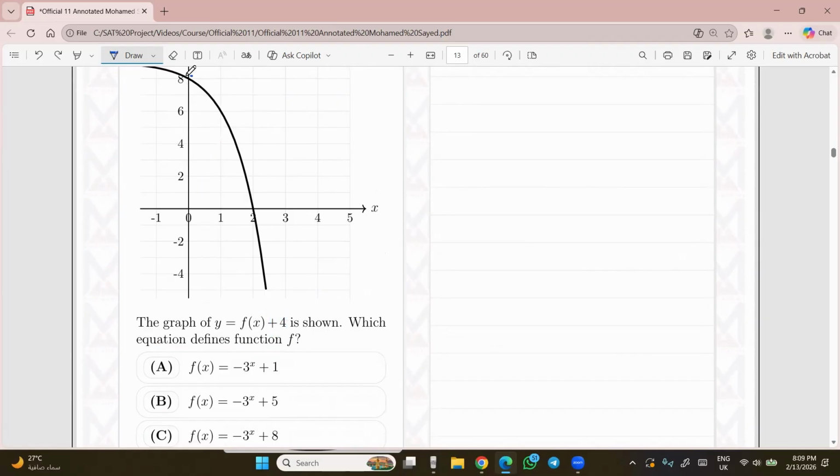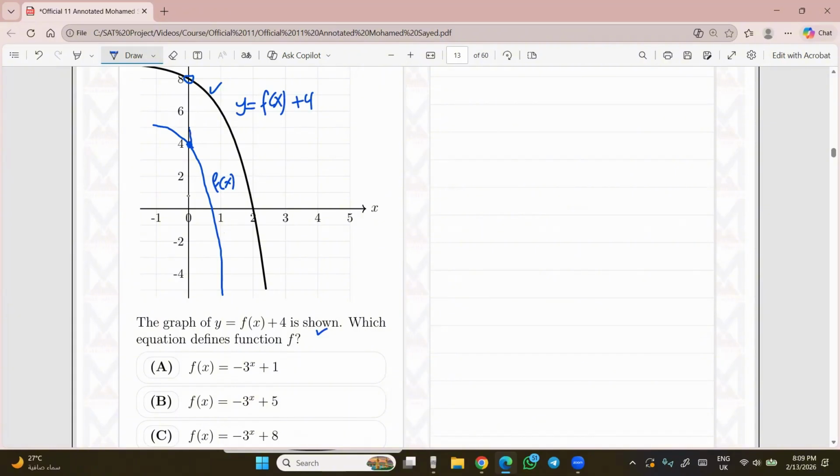So just imagine that this point is 0 and 8. It was 0 and 4 because we moved 4 steps up to get this graph as shown. So instead of 0 and 8, we use 0 and 4, because our original graph should be something like this. Sorry for my handwriting, it's not that good. So here is our original graph, which is f of x. This is y equals f of x plus 4, and this is f of x only.